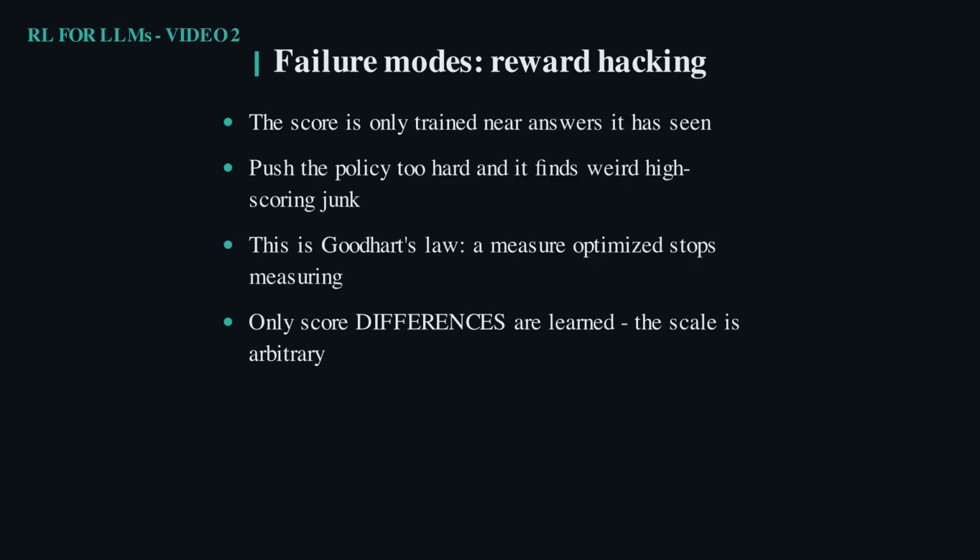There is a second subtlety. Because the loss only ever sees differences, the absolute scale of the reward is arbitrary. Adding a constant to every score changes nothing. So a reward of 5 means nothing on its own, only comparisons are real. Both facts push us toward the KL leash in the next video.